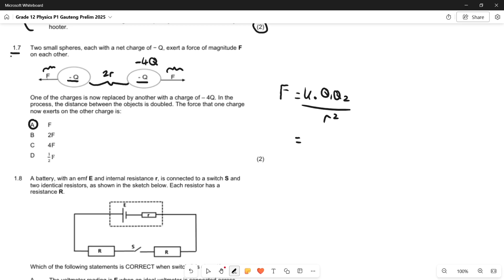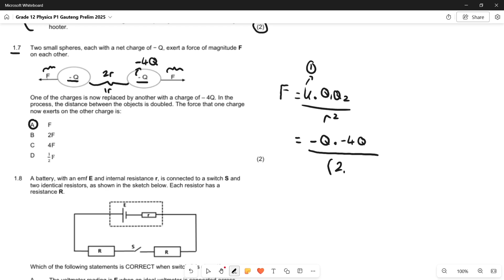Because k is a constant, we treat it as if it's 1, so we can just leave it out. But what we have is negative q multiplied by negative 4q, because we had changed the charge of the 1q from negative q to negative 4q over there. And then what we've done is we have doubled the distance over there, which means this used to represent 1r, but now it represents 2r over here.